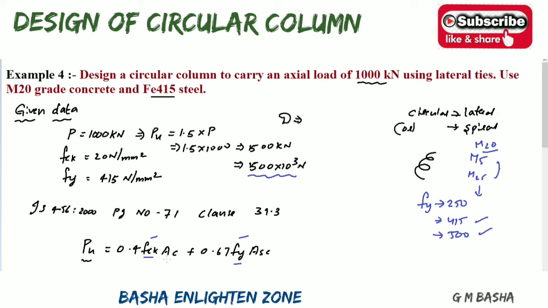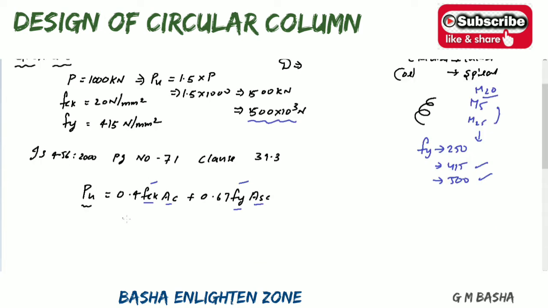But here there are two unknowns, one is the area of the concrete and another is the area of the steel. For that purpose, first assume the area of the steel as 1% of the gross cross-sectional area. This is a circular column, so the entire gross cross-sectional area is pi d square by 4. We are just assuming that overall gross cross-sectional area, and the area of the steel will be 1% of it, that is 1 by 100, which is equal to 0.01 times Ag.